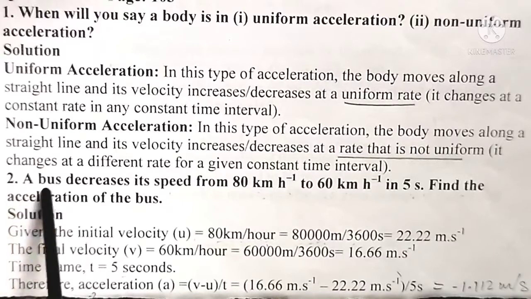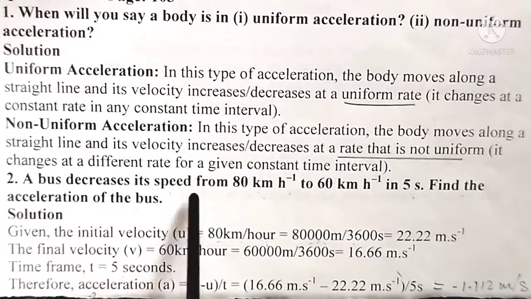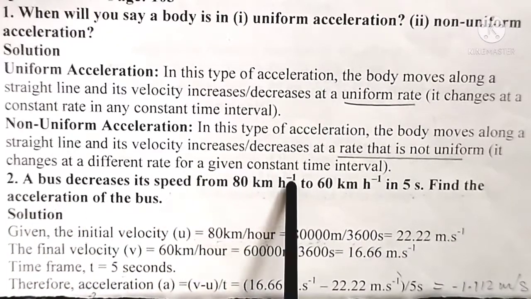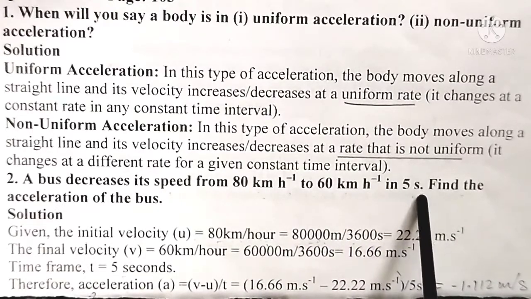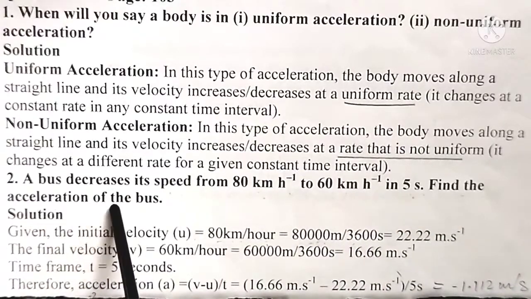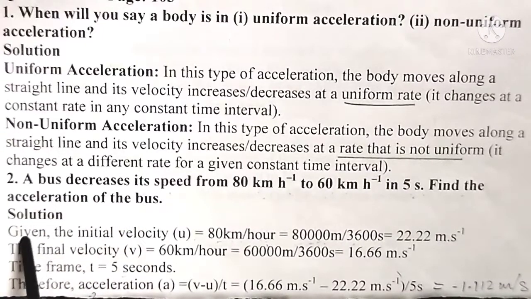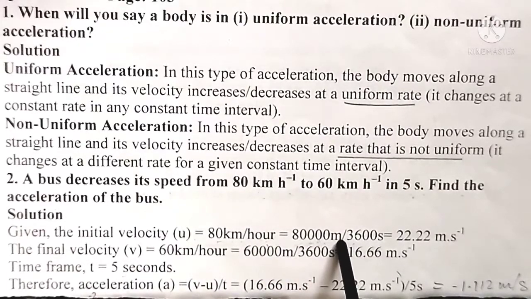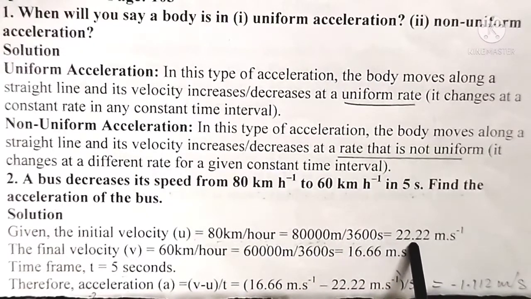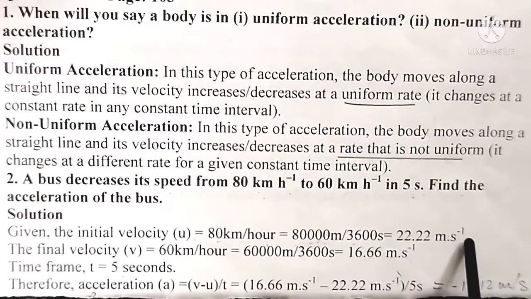Second one, a bus decreases its speed from 80 km per hour to 60 km per hour in 5 seconds. Find the acceleration of the bus. Solution, given the initial velocity u is equal to 80 km per hour, that is equal to 80,000 meter by 3,600 second, that is equal to 22.22 meter per second.